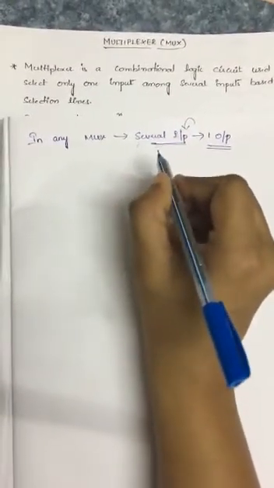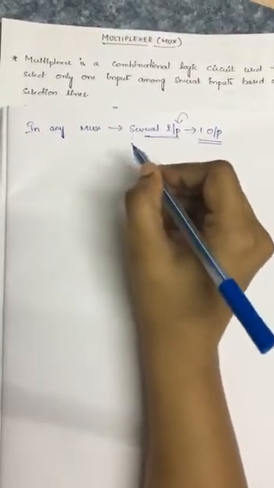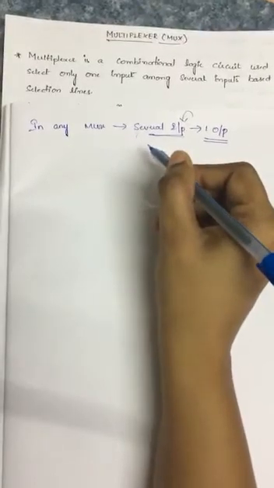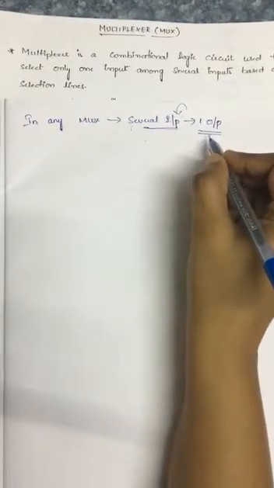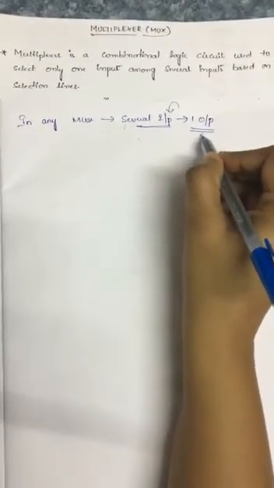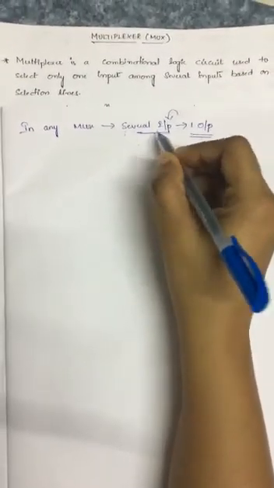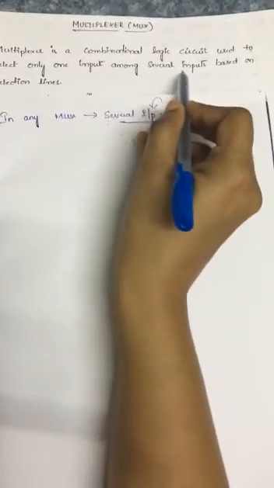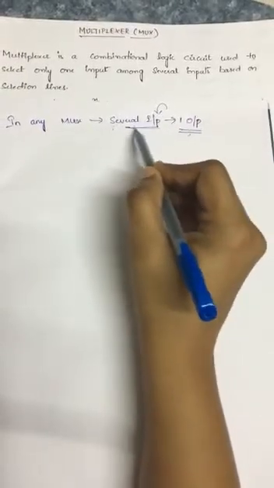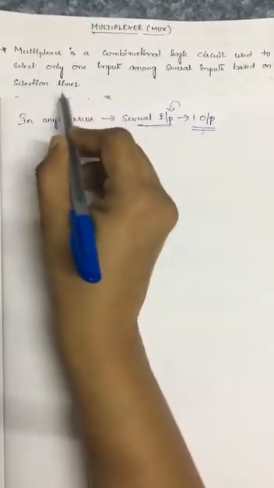This output is going to be selected from your several inputs. That means in any multiplexer your inputs can be more, different signals you can apply to the multiplexer, but the final output is going to be only a single output. This single output is selected from these several inputs. It is going to select one input among several inputs, based on selection lines.